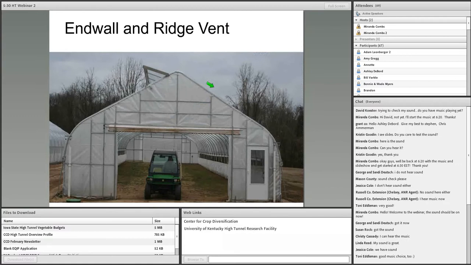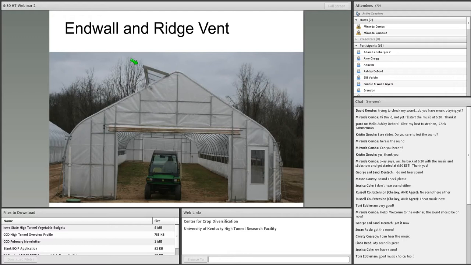What we're looking at now is the end wall. We're looking at the north side of this particular structure, looking into the south. We've got the ridge vent here. You can see that it's now fully open. And I'll take a moment. We talked about orientation earlier, and not all high tunnels are going to have ridge vents, but those that do, they're going to be able to remove the heat from the structure much easier. But if you don't orient the structure the proper way when you build it, it's going to be counterproductive.